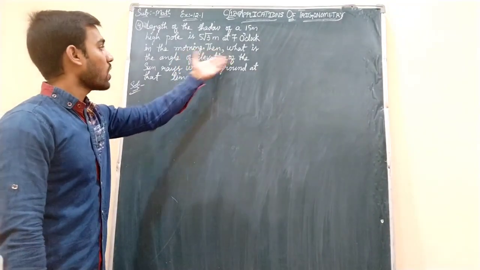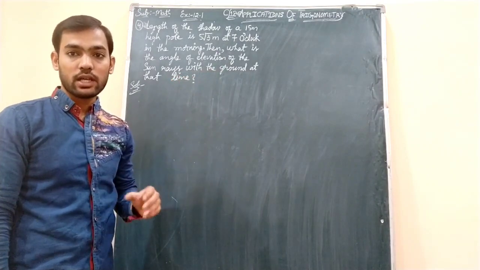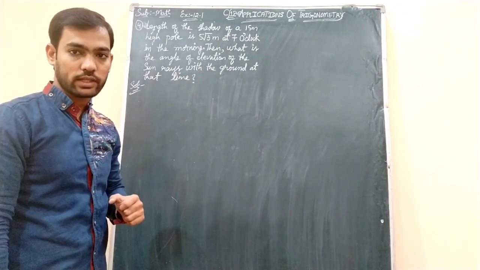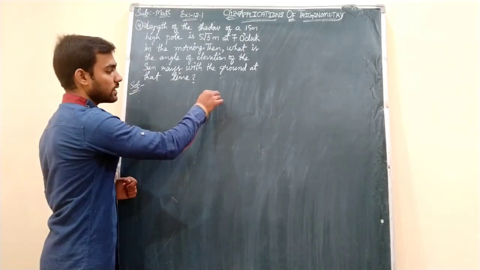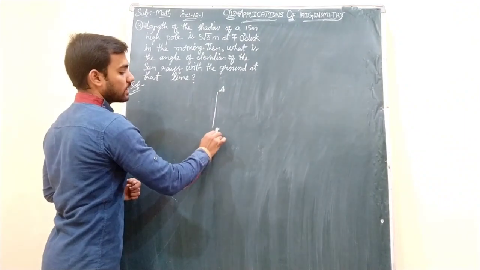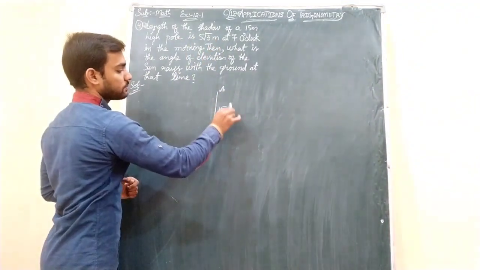So he is asking, then what is the angle of elevation of the sun rays with the ground at that time? What angle those sun rays are making with the ground at that time, that we need to calculate. Okay students, so firstly I will draw a pole. I will take it as AB and he said the height of the pole is 15 meters.